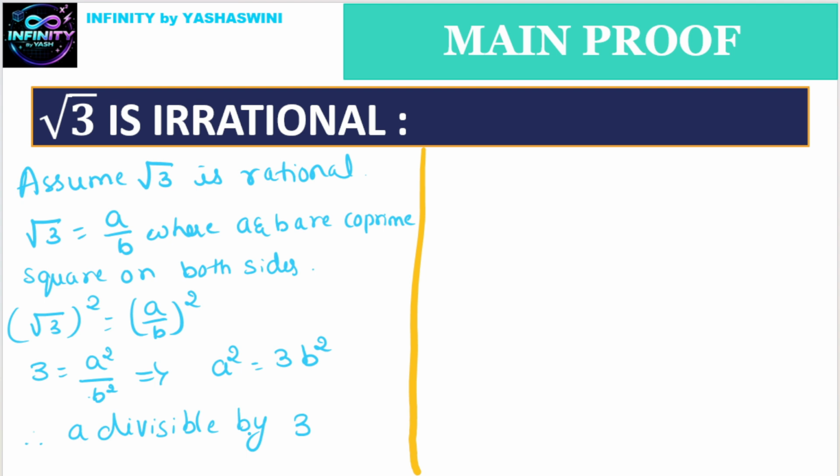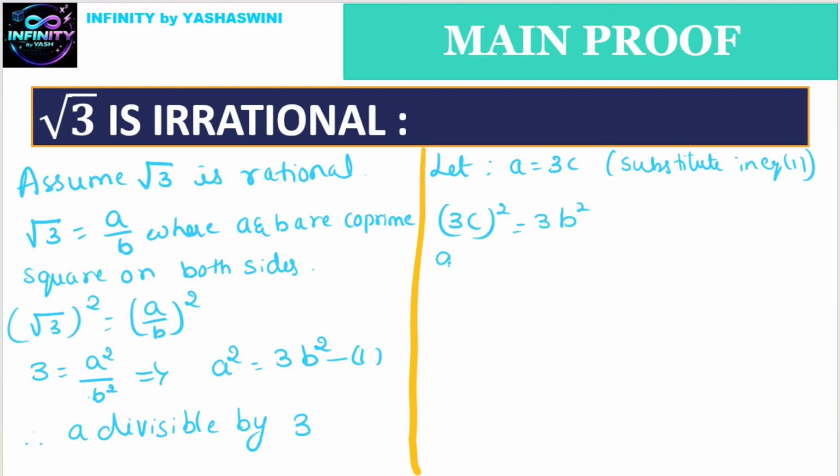Therefore, a is divisible by 3. Let us take a is equal to 3c. Then substitute this in equation 1. That is, instead of a, we have to write 3c. That is, 3c whole square is equal to 9c square, right? 9c square is equal to 3b square.